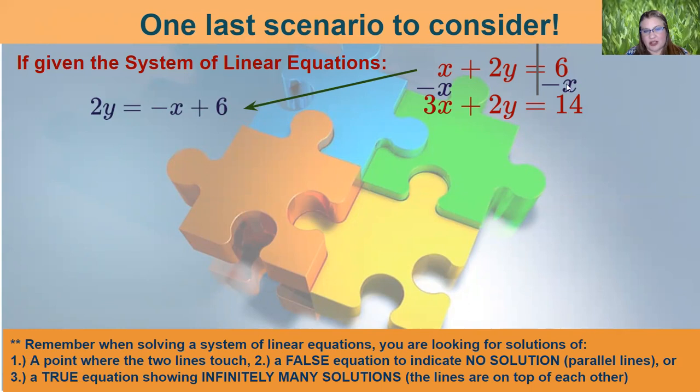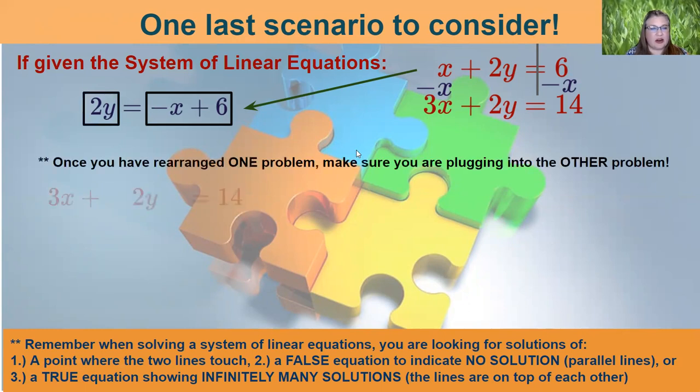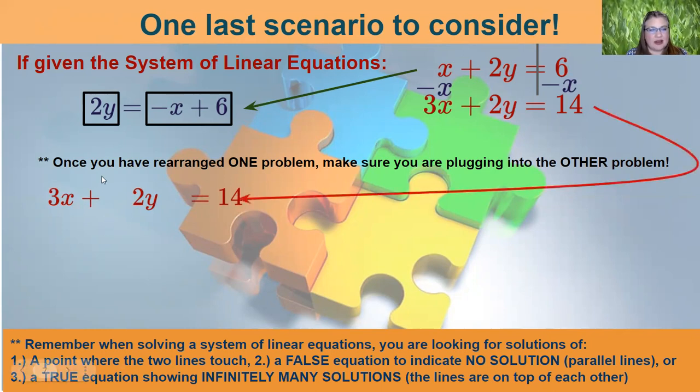Since I messed with the first equation, I need to pop it into the second equation now, this one. So I'm going to bring this down here. 3x plus 2y equals 14. You see 3x plus 2y equals 14, same thing. But in this case, I said 2y equals -x plus 6. So that means anywhere I see 2y, I can put -x plus 6.